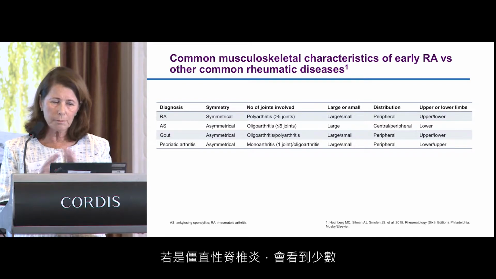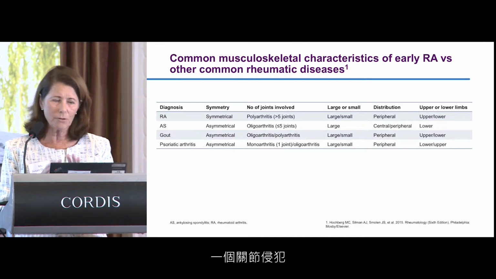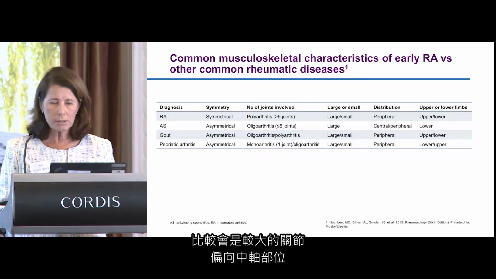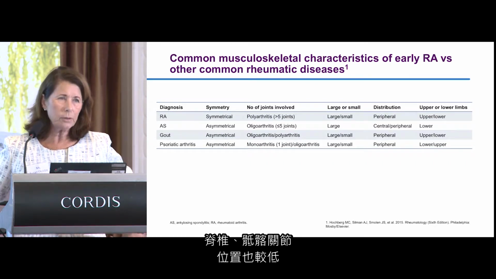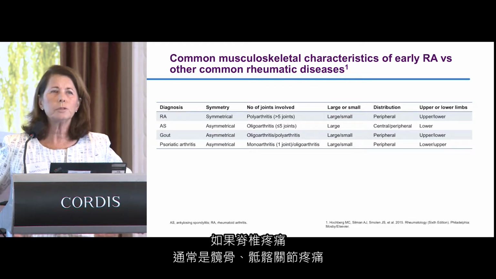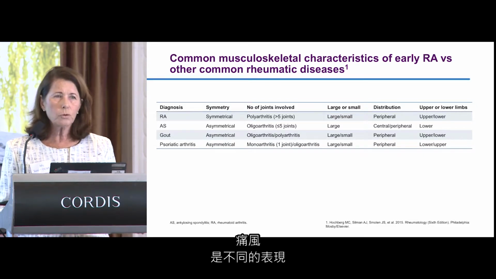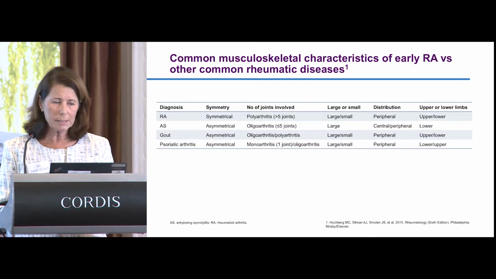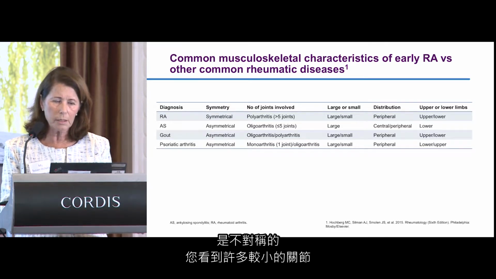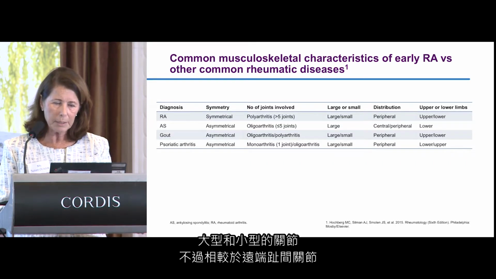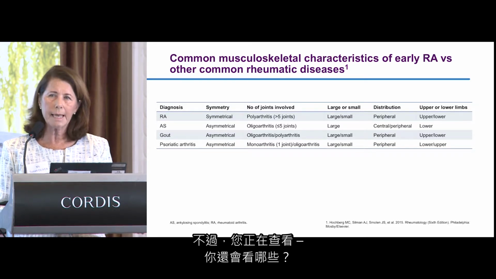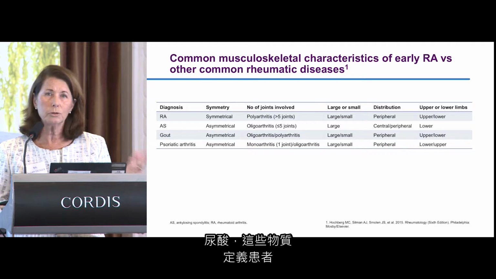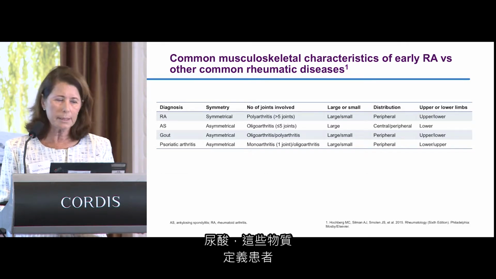In AS, you see much more of an oligo, that's oligoarticular involvement, 5 joints or less. Tends to be larger joints and tends to be more central presentation, so the spine, SI joints, and tends to be lower. So often the hips, the SI joints are painful, the spine's painful. Gout, of course, is a different presentation. It's asymmetrical. You see lots of the smaller joints, large and small joints, but lots of the PIPs rather than the DIPs involved. Peripheral again, but it can be upper and lower. But again, what else would you look at? Uric acid, those sorts of things to then define that patient.